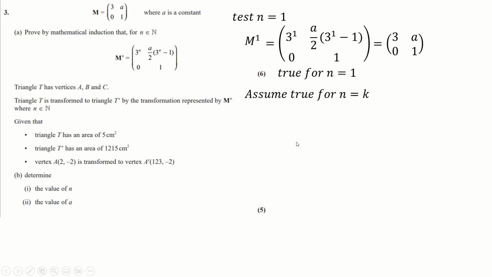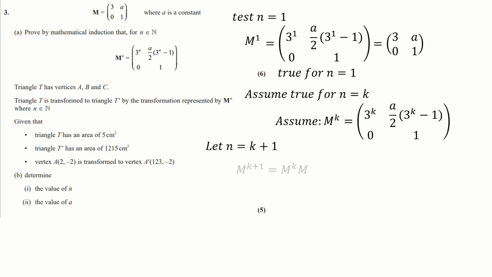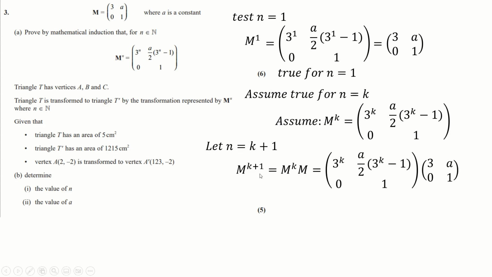We need to just write these things down. So we're going to assume M to the k is equal to that, with some k's in there. And now we're going to consider M to the k plus 1, which we can just write as M to the k times M. This is a standard trick for matrices and induction proofs. So that's going to be, by the assumption step, that there. And then M is just that.